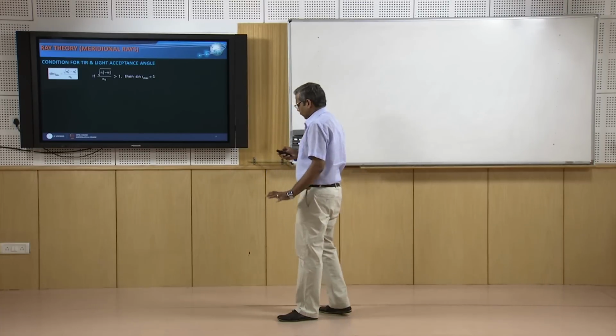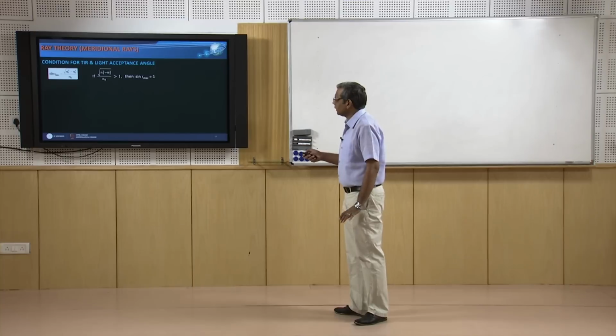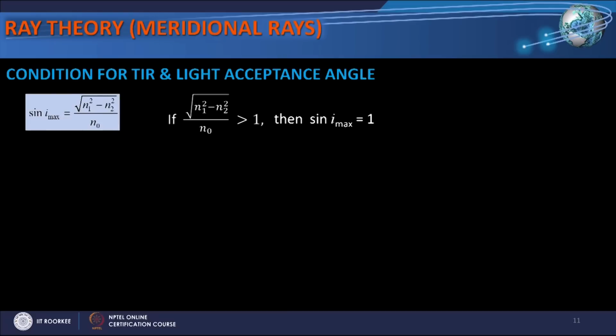Now, we have seen that sin i max is given by this, but the question is, if square root of n1 square minus n2 square over n0 is greater than 1, then what would be i max or sin i max? As I know that sin i max cannot assume values greater than 1, even if it is greater than 1, sin i max will be capped at the value 1, because i max cannot be greater than 90 degrees.